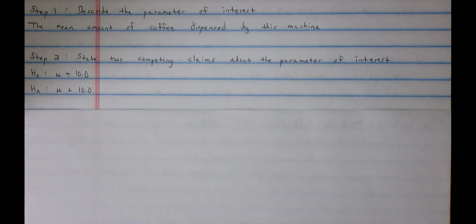The alternative hypothesis we denote by H sub A, and this is the assertion that the coffee machine is shortchanging customers. That is, mu is less than 10.